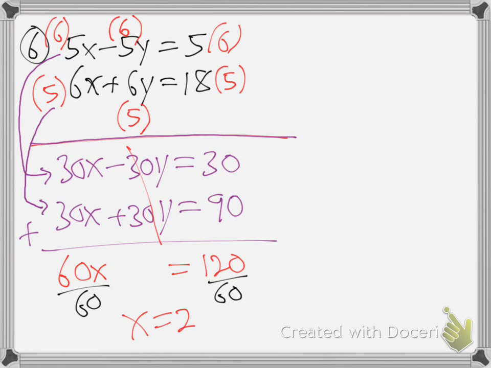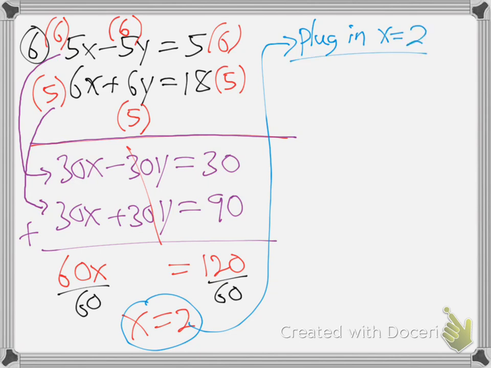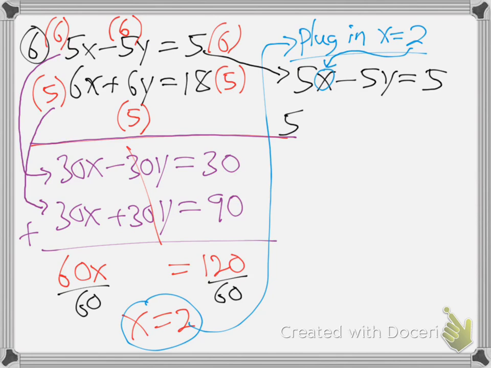Take that on up now. So x is 2, bring it up here. Plug in x is 2. Where are we going to plug it in? For any equation you want, let's always grab the first one. So 5x minus 5y is 5. Plug in that 2 right there. So we get 5 times 2 minus 5y is 5. So what's that? 10 minus 5y is 5.